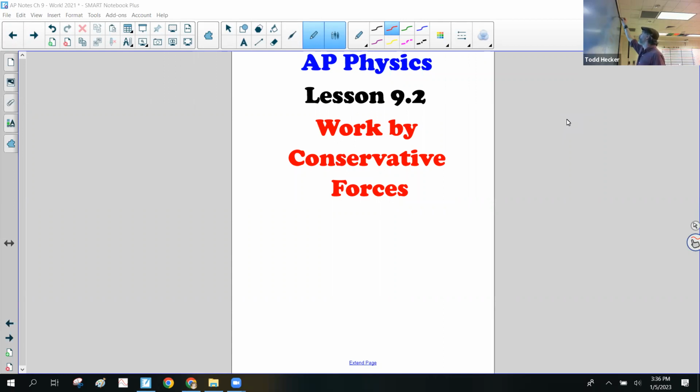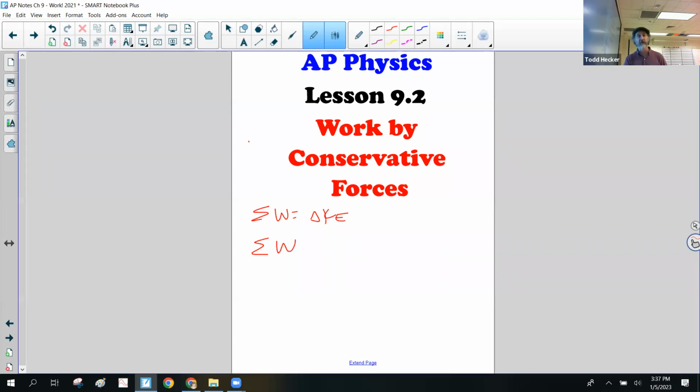Just to quickly put this in context, in the last video what we learned was what's called the work kinetic energy theorem. It said that if you calculate the work done by the net force, i.e. the total amount of work done on an object, then the net work would be equal to your change in kinetic energy.